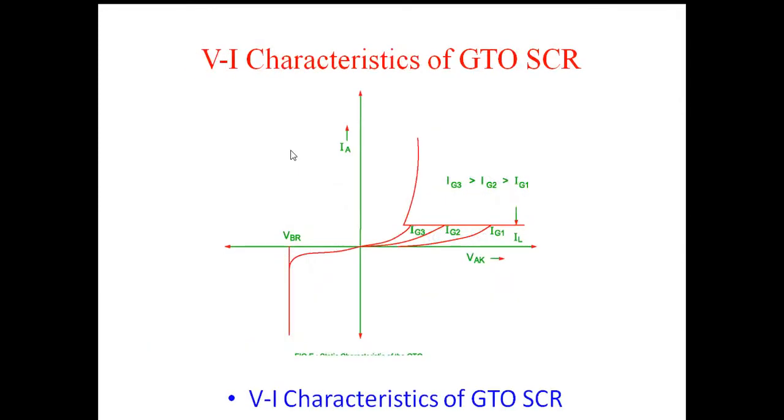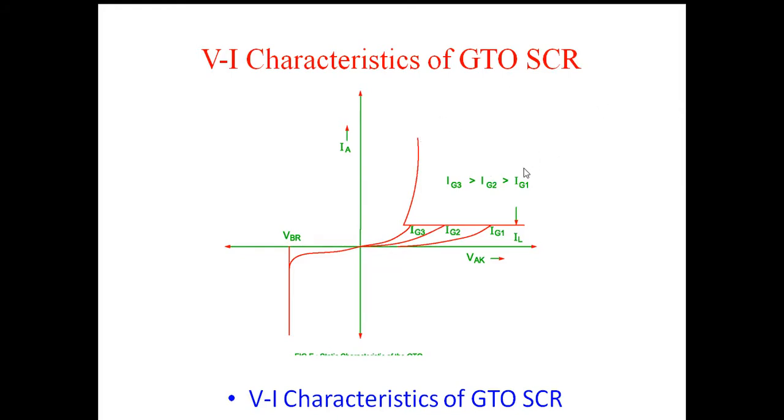These are the VI characteristics of GTO SCR. As with SCR, we take voltage on the x-axis and current on the y-axis. Whenever the supply voltage increases and exceeds the breakover voltage, the device conducts and current flows through the device. And when we apply a positive gate pulse across the gate terminal with a positive anode to cathode voltage, current flows through the device and increases with the applied supply voltage.